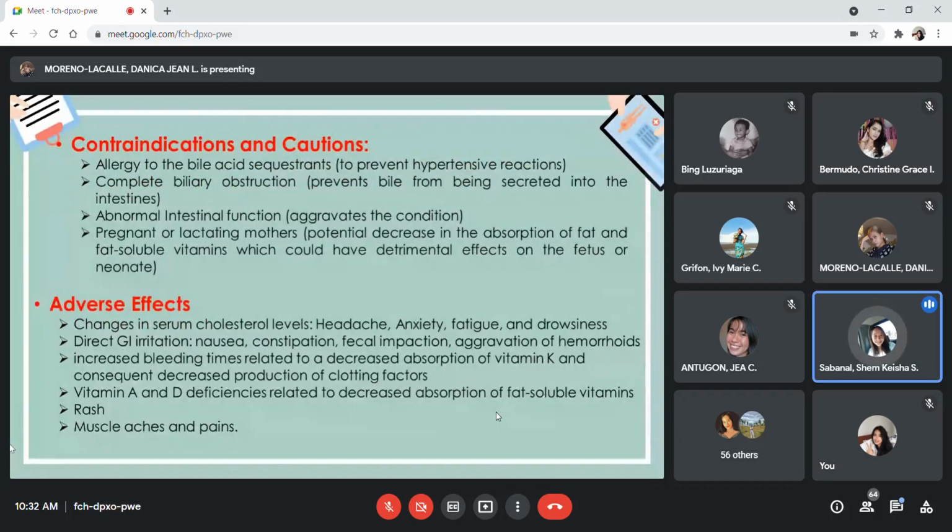For our contraindications and cautions, I'd like you all to just read on those. But there's one thing I'd like to highlight. Although bile acid sequestrants can be used to treat pruritus related to partial biliary obstruction, it is contraindicated in complete biliary obstruction. Why? Because when there is complete biliary obstruction, no bile acids reach our small intestine, so there is nothing left for our bile acid sequestrant to bind. So it is contraindicated.